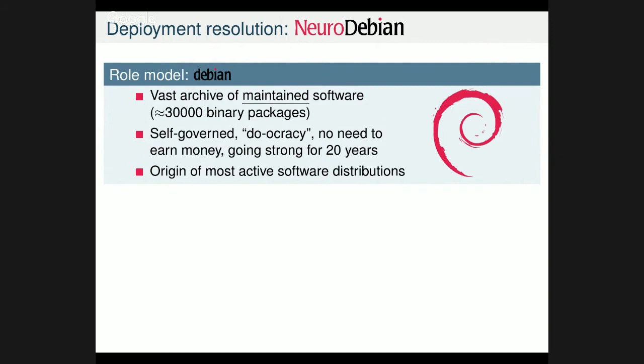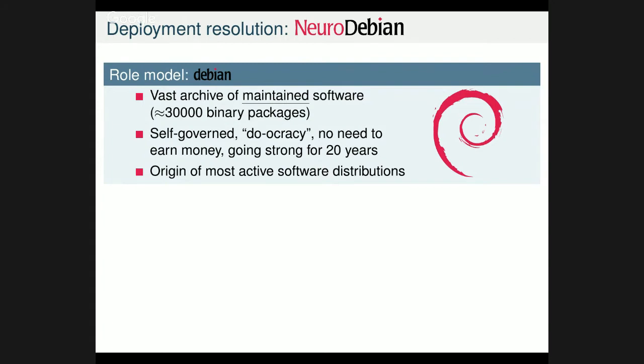So what Debian is, first of all, is a vast archive of maintained software. There are over 30,000 binary packages. What we mean by maintained software is that it's not just source code, and not only binary dumps of some software. It is packages which are maintained by the package maintainers. And if you have any trouble with it, you could report a bug and it will get fixed.